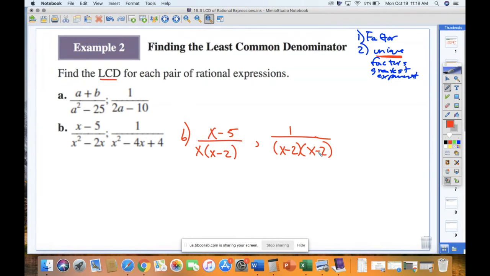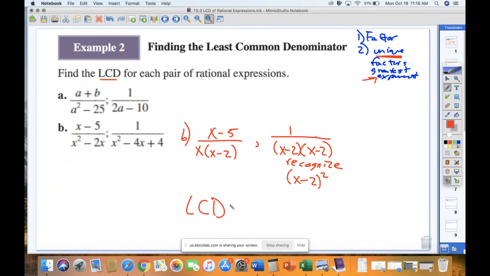And I have to inspect here and recognize, look at your factors. This is the same as x minus 2 squared. One of them, two of them, that's x minus 2 squared. And that's very important because when we want the greatest exponent, we have to recognize that this is something by itself two times. So I have an exponent of 2 here.